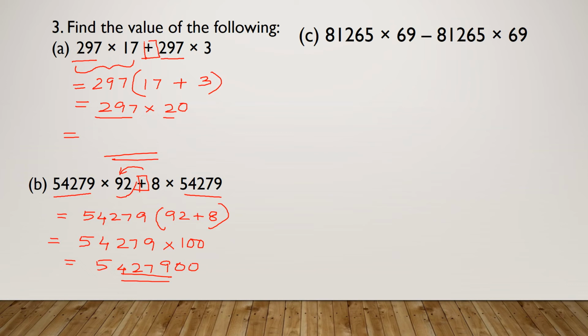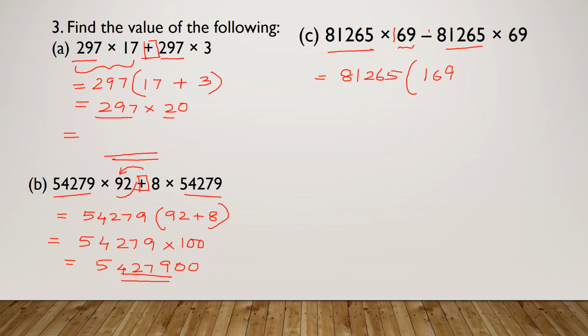number like 8, etc. Now let us look at the third question. 81,265 multiplied by 69. It is not 69, I'll change it as 169. Multiplied by 169. Now what is common number in both? 81,265 is common. So we'll write it as 81,265 into. What is left here children? The left number is 169.